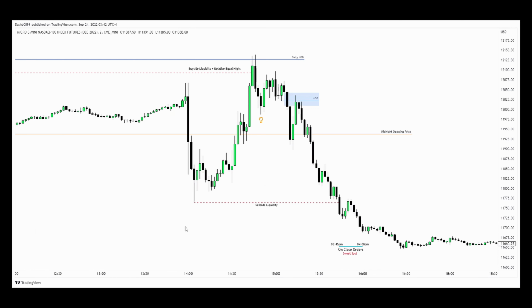This is Wednesday, FOMC trading for the E-mini NASDAQ100.